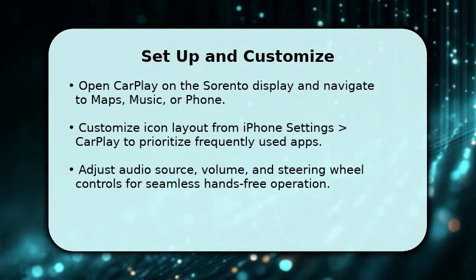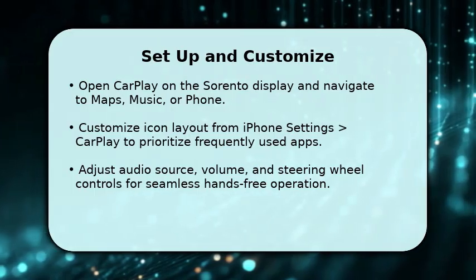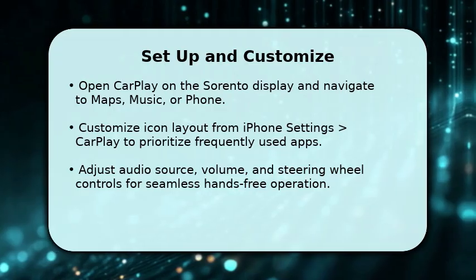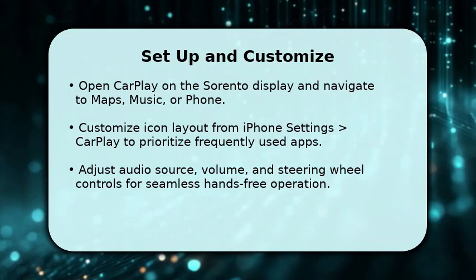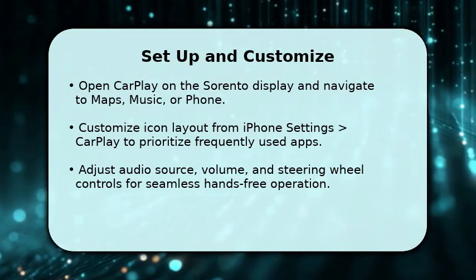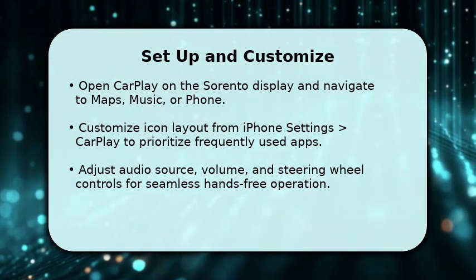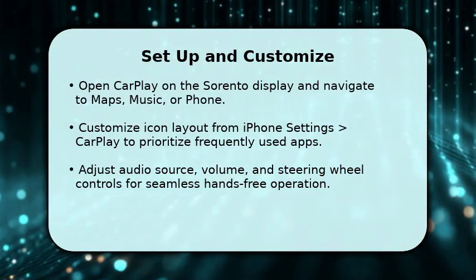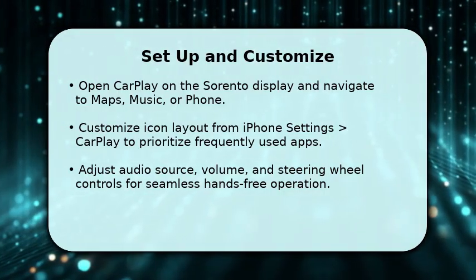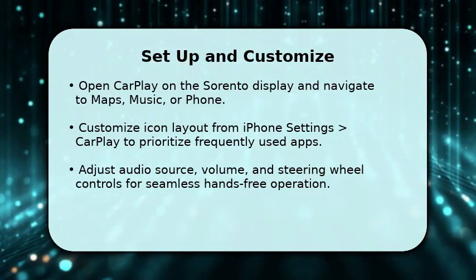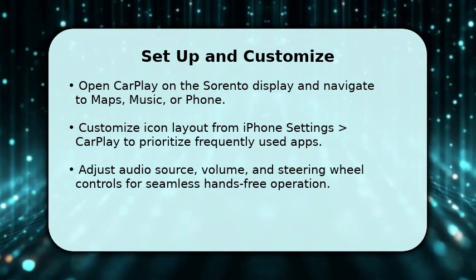Once CarPlay appears on the Sorento screen, you'll want to verify core apps like Maps, Phone, and Music work correctly. Tap each to confirm. Make sure to customize the app order from your iPhone settings' general CarPlay so frequently used apps are accessible without searching. Also set audio routing to the vehicle and test steering wheel media buttons and voice activation. These controls reduce distraction. If using navigation, input a destination and confirm turn-by-turn guidance loudness and map orientation for safe driving.